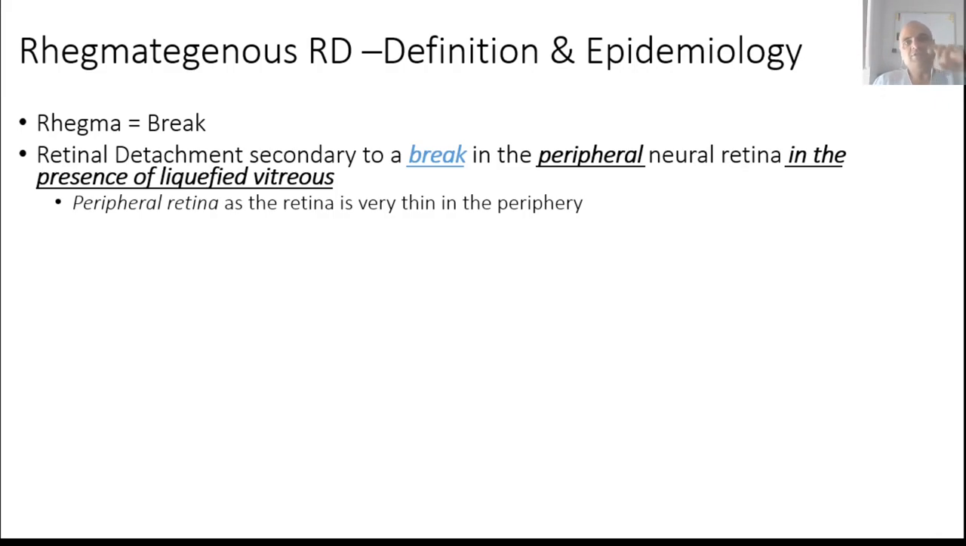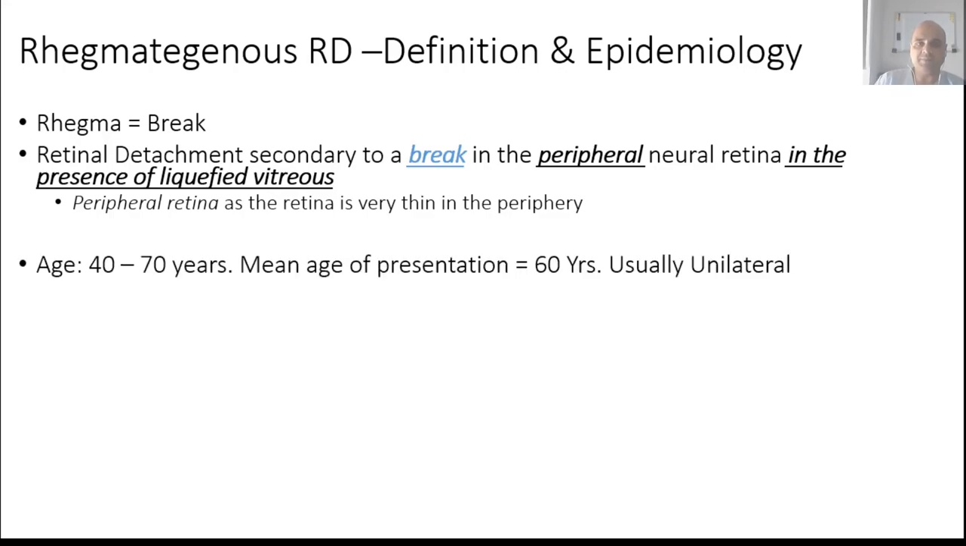What happens is you get a break, generally in the peripheral retina, because the peripheral retina is thin. Through that break, liquefied vitreous moves in, which causes a separation of the neural retina from the underlying pigment epithelium. The usual age of presentation is between 40 and 70 years. The mean age is 60, and it's usually a unilateral condition.